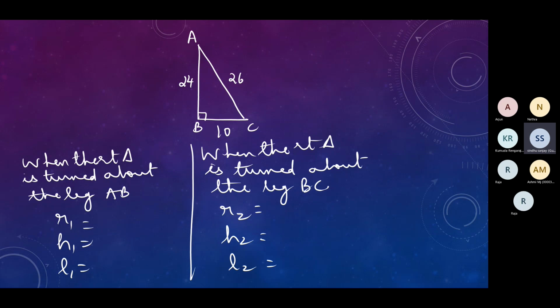Ma'am, R1 is 10. Okay, one minute. But leg AB, no? So what will AB become for the cone? Height, ma'am. So this is 24, correct? Yes, ma'am. So the other leg will become the radius. And which is the slant height? 26, ma'am. Hypotenuse. Very good.